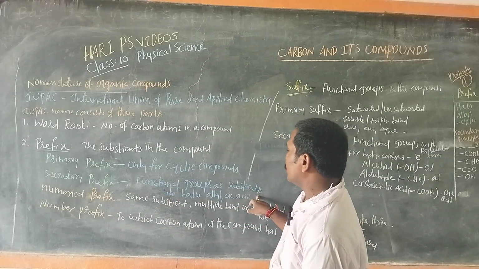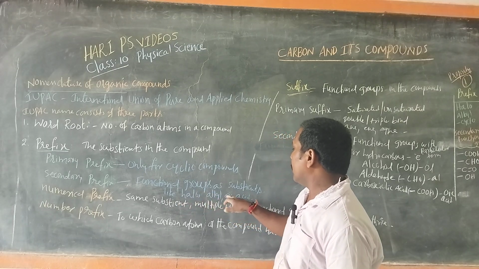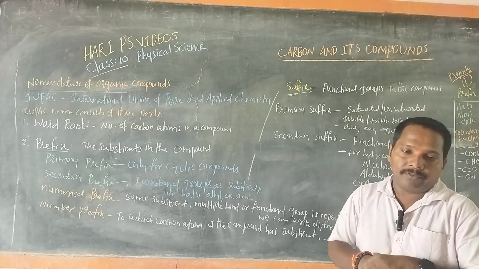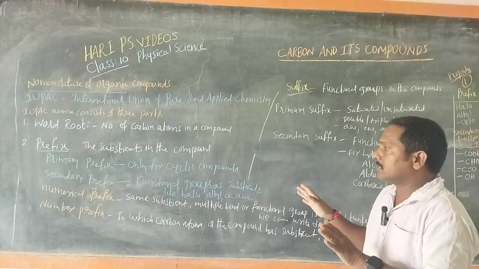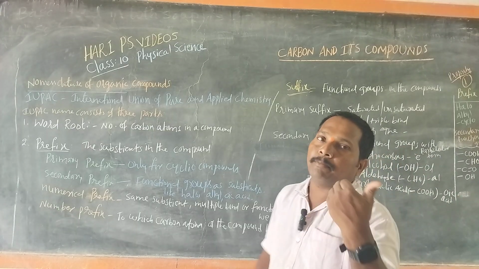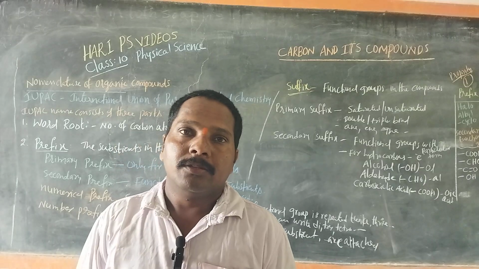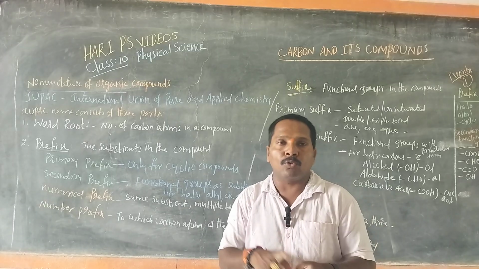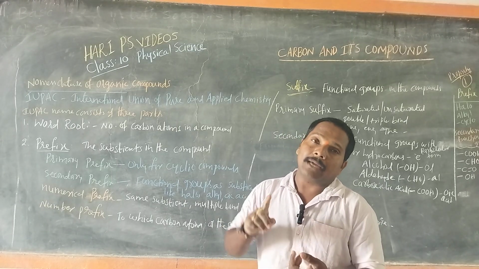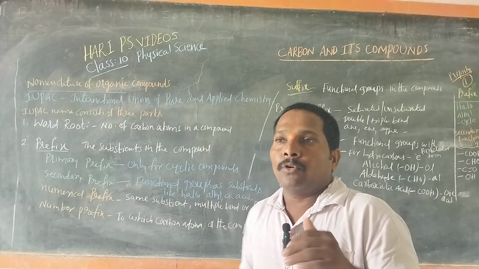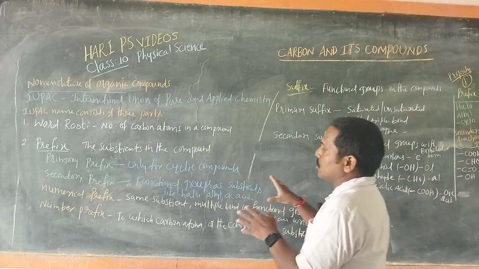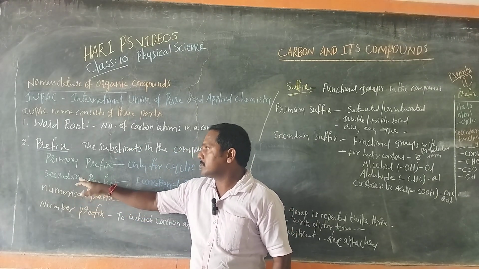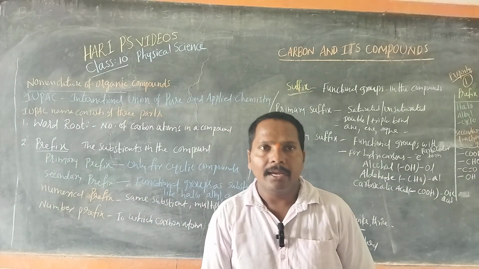Then coming to the secondary prefix. Functional groups as substituents, like halo, alkyl, acid, alcohol, etc. We discussed many functional groups in the previous sessions, like alkyl, halo, alcohols, acids, ketones, aldehydes, anilines, amides, etc. If any organic compound has such functional groups, they are taken as a secondary prefix.